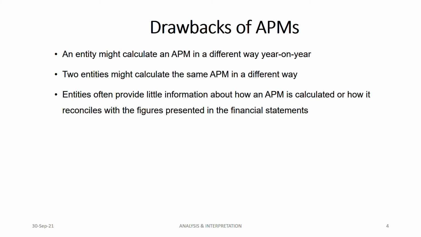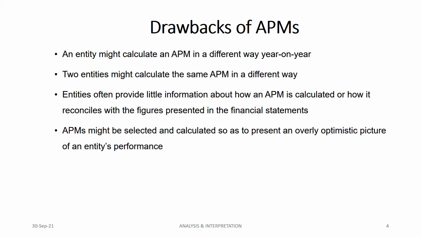They don't do that. Fourth, because additional performance measures are selected. An entity selects out of everything what they want to present as an additional performance measure. Why do they do that? To show that their company is in a favorable position. They try to show the company overly optimistically. That means they overstate the company's performance.